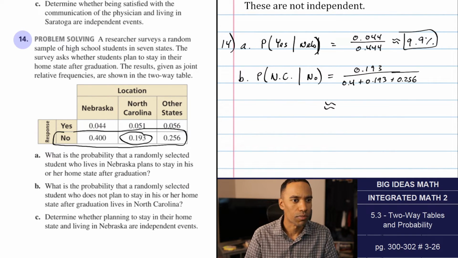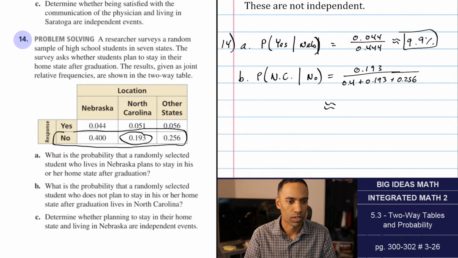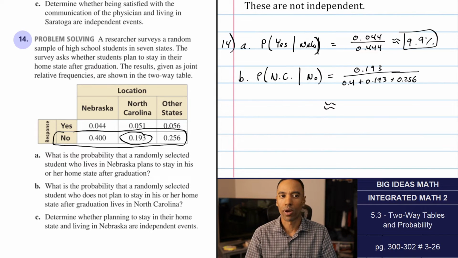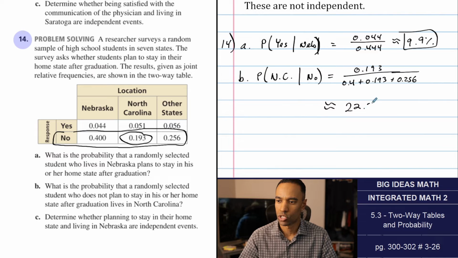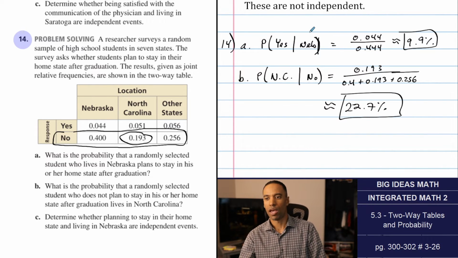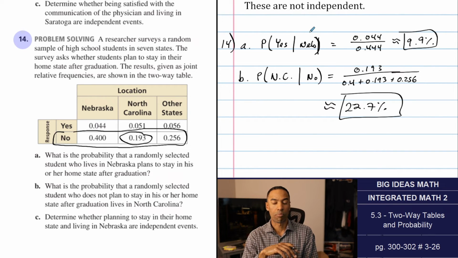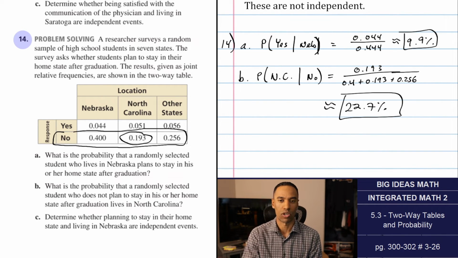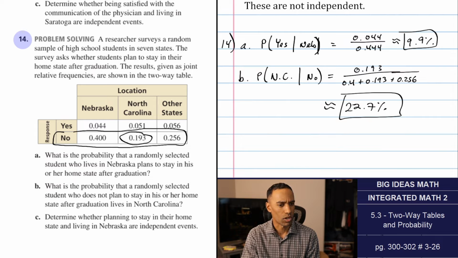Oh, did I do something wrong there? 0.4 was what? Oh, I didn't put a decimal here. Hold on. I put a 0. All right, 0.227, so 22.7%. So again, going back to interpreting these things here, on part A, only 9.9% of Nebraskans will return home after graduation. Was it stay home after graduation?